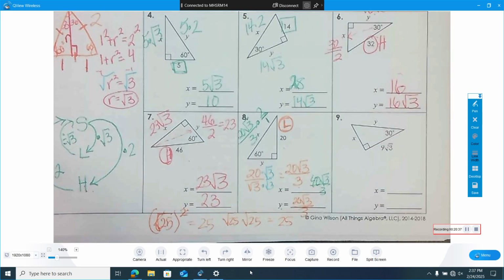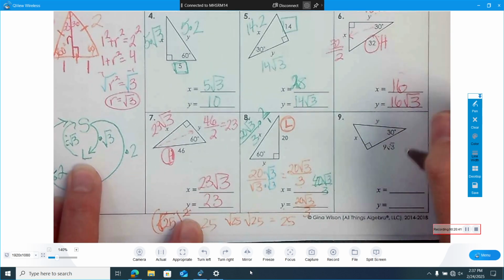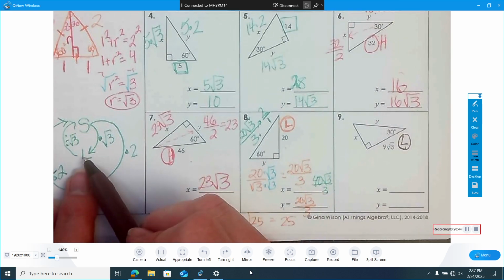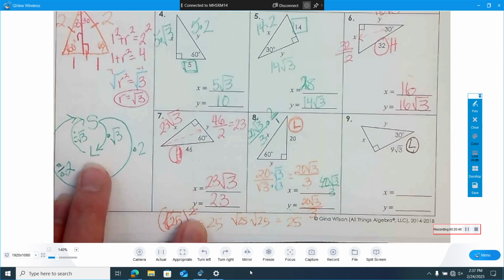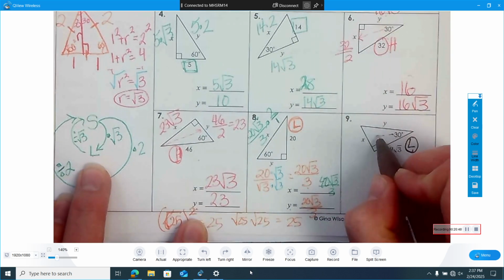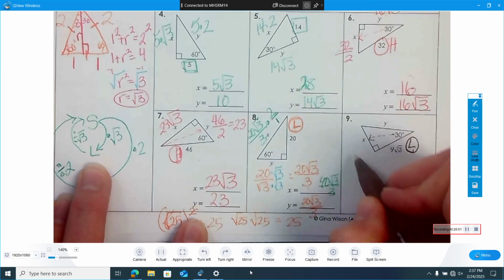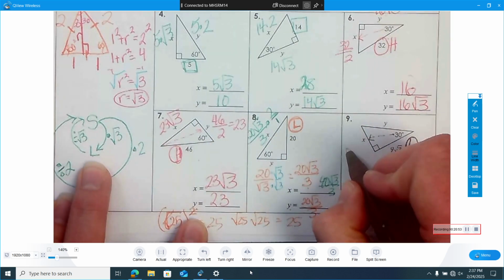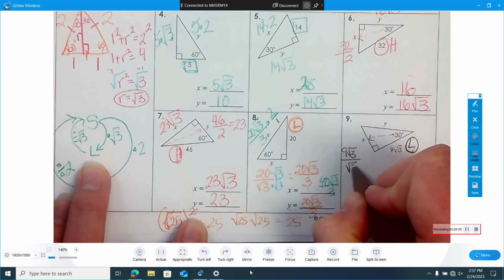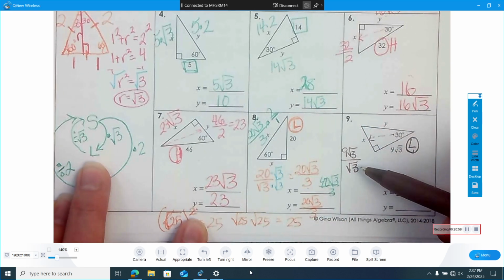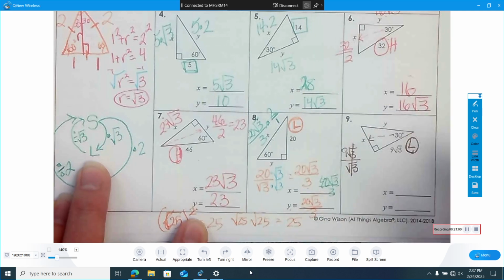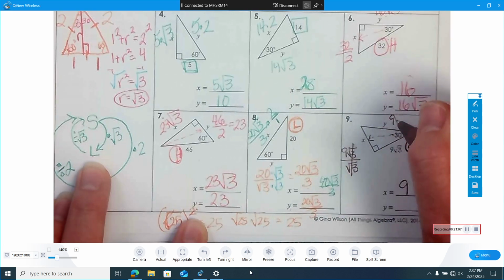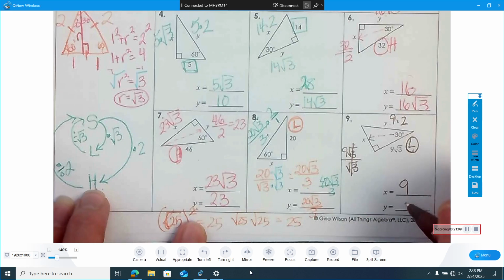All right, let's look at number 9. What information did they give us? The long leg, but it's already in radical. Yeah, the long leg is where we're starting here. How do we get to the short leg? We got to divide by the radical 3. So 9 radical 3, we're dividing by radical 3. And this one's nice. What happens to those radical 3s? They cancel, so you just get 9. And then how do you get the hypotenuse? 9 times 2. Double that to get to the hypotenuse. So we just get 18.